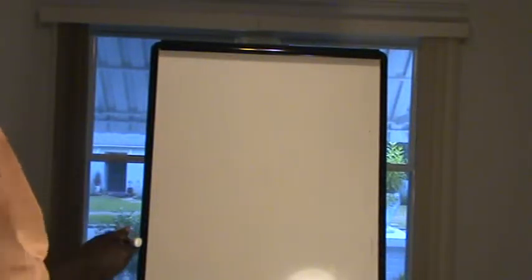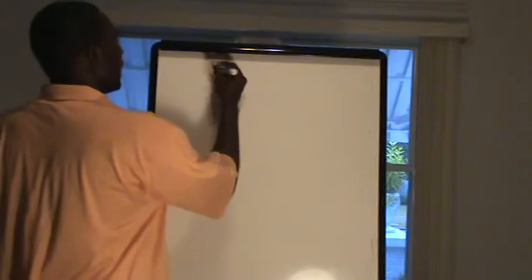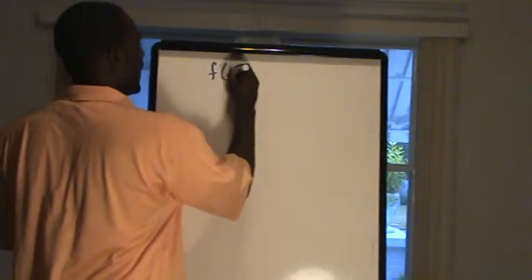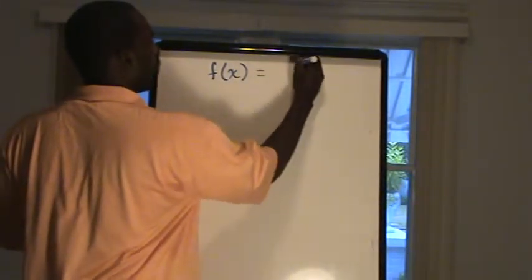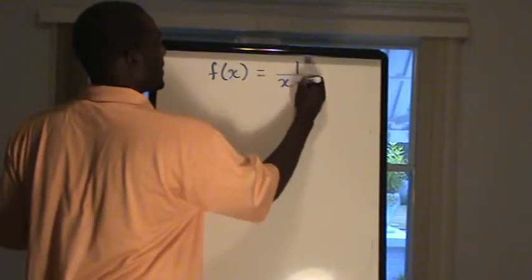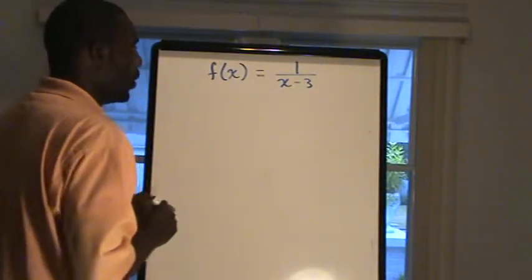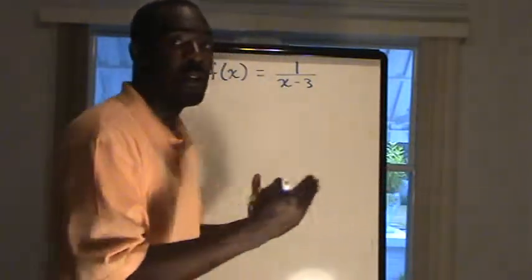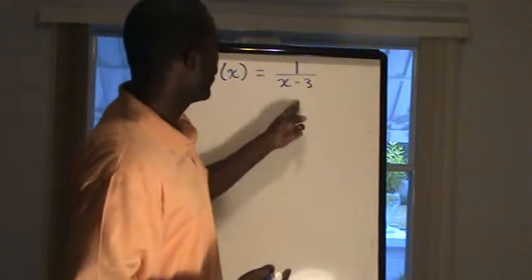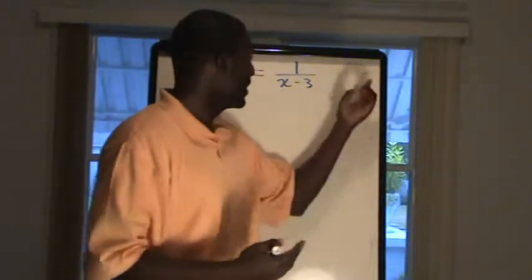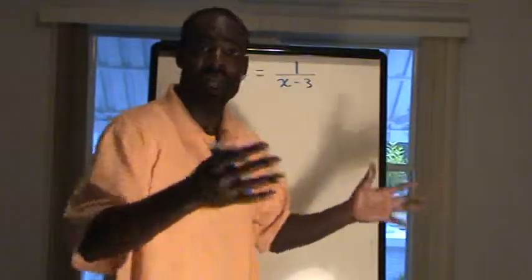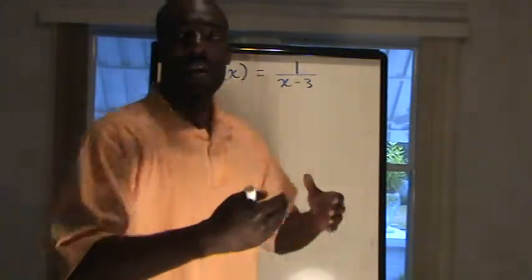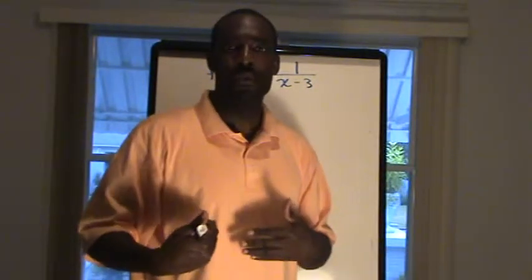Okay, for our next example of considering the domain of a function, our function this time says f of x is equal to 1 over x minus 3. So now we're dealing with a different type of function. It's not a linear function. This is actually a rational function because it is in the form of a fraction. It's a rational function.